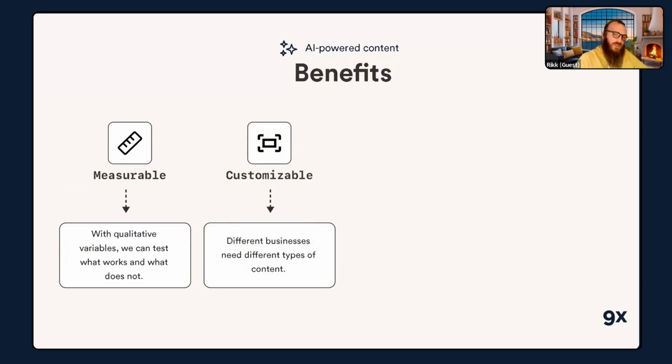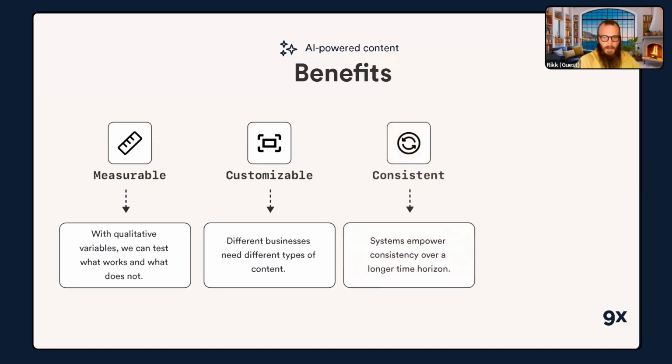Customizable. Different businesses need different types of content, and you can design these machines or these content engines to produce exactly the kind of content you want. The kind of content Alex needs for 9X is very different than the content that I need for my organization. And so being able to change the type of content that you get is very, very powerful, and to be able to do it consistently, right?